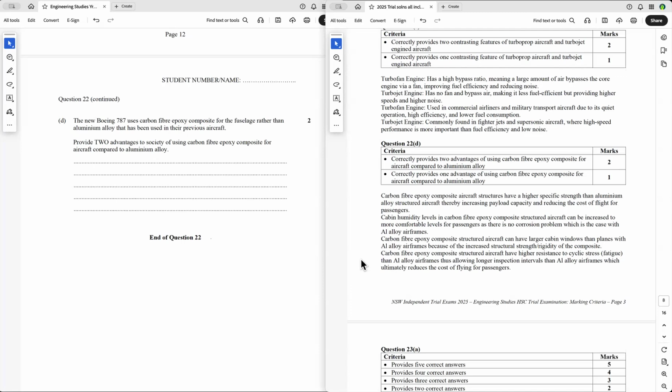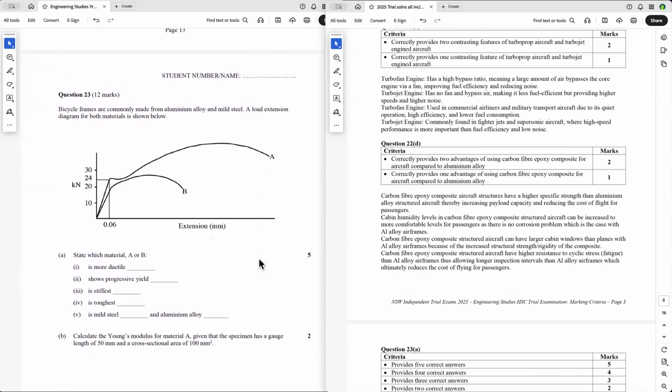Also, because of the high specific strength of carbon fiber epoxy, you can have larger windows, because windows are stress raisers and they have to be small in an aluminium alloy frame. And the carbon fiber has a much higher resistance to cyclic stress, which occurs in aircraft, than aluminium alloy.